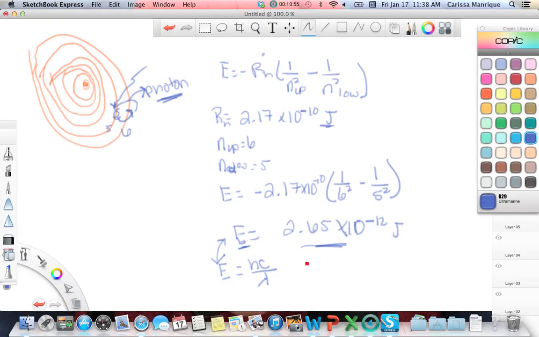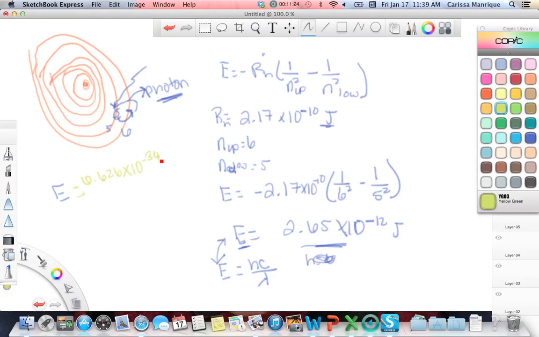So we know Planck's constant is, or let's go ahead and plug it all in. Energy. Let me change the color too. Let's do this kind of yellowish color. Energy equals Planck's constant, so 6.626 times 10 to negative 34.